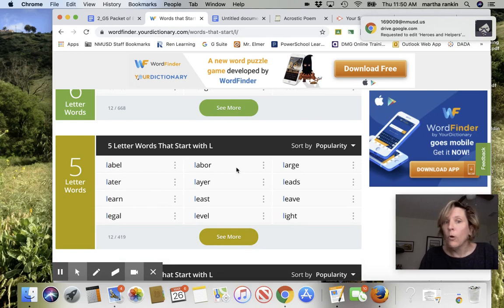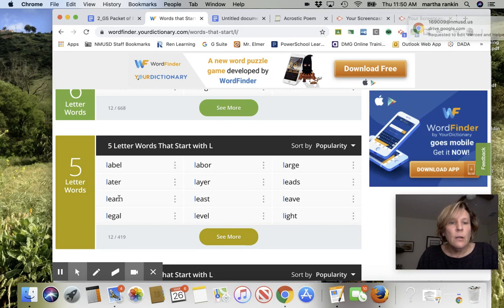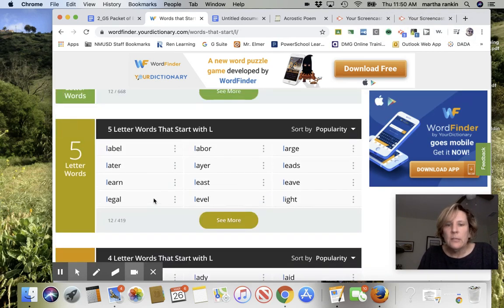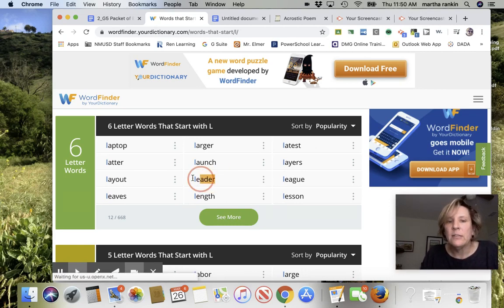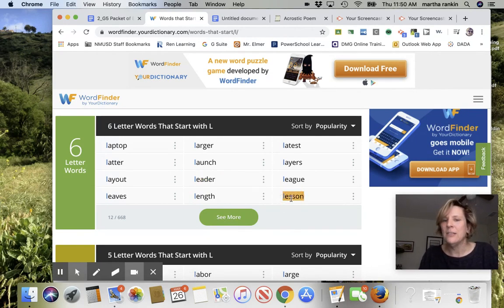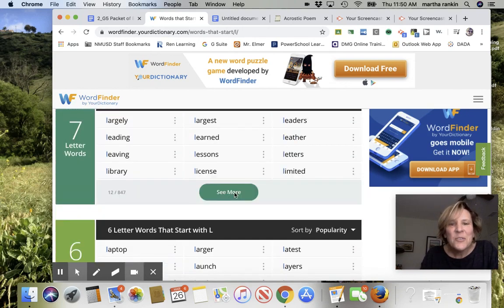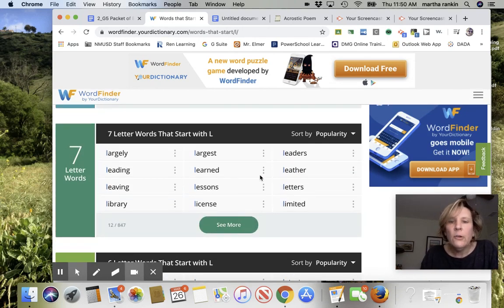Labor, meaning work. That would be a good one for my librarian. Learn is a good one I could do. Oh my goodness, there's so many options here. League, like he is in the league of his own, so I could start league of his own. Leader, oh, that would be a really good example of a word that would describe my librarian. Lesson, I could say lesson. He always gives us lessons. Let me see what else is here. Well, check this out. Learned.